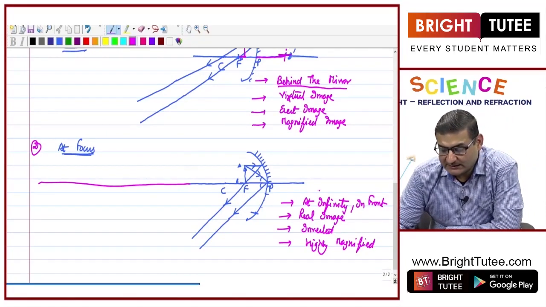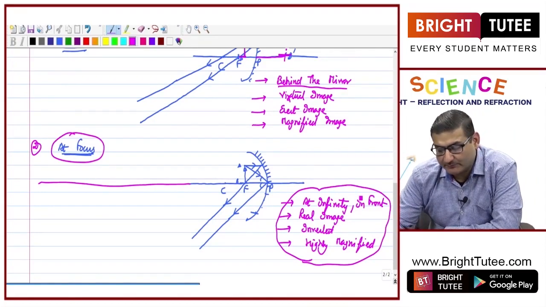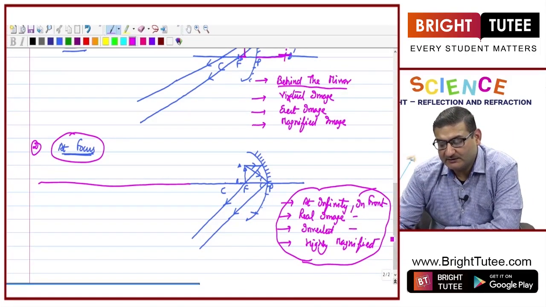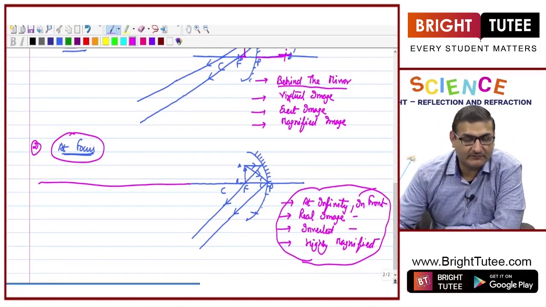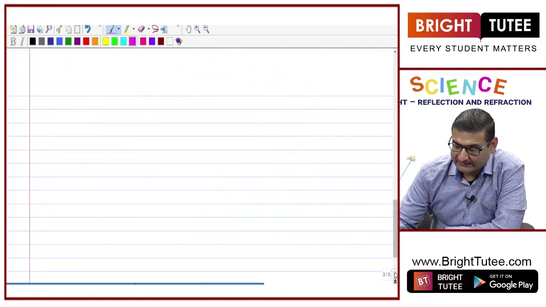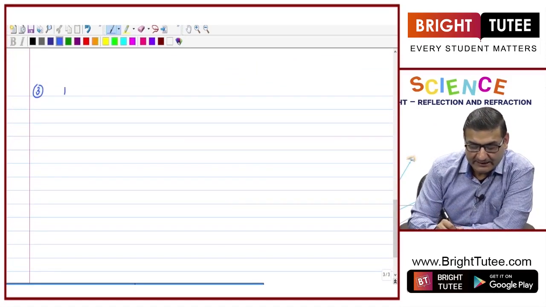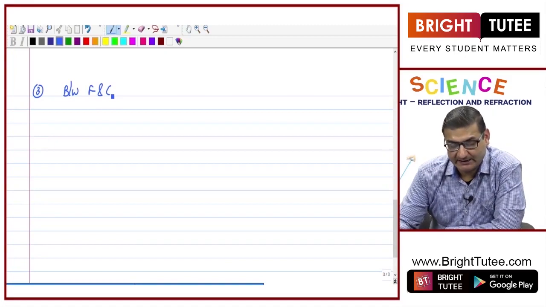Fine. So, these are the various things we observe when the object was placed at focus. This will be the position of image, and these will be the other characteristics, the nature and size of image. Got it? Fine. Let us talk about the third position now, when we have placed the object between F and C.